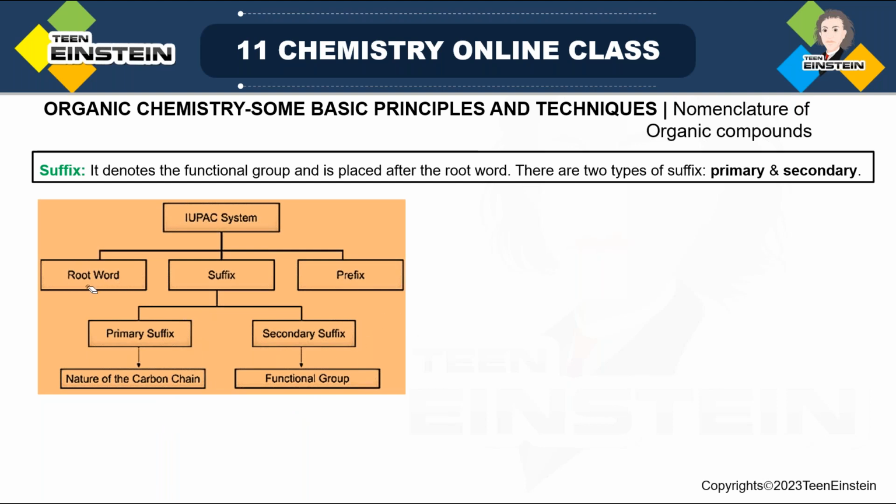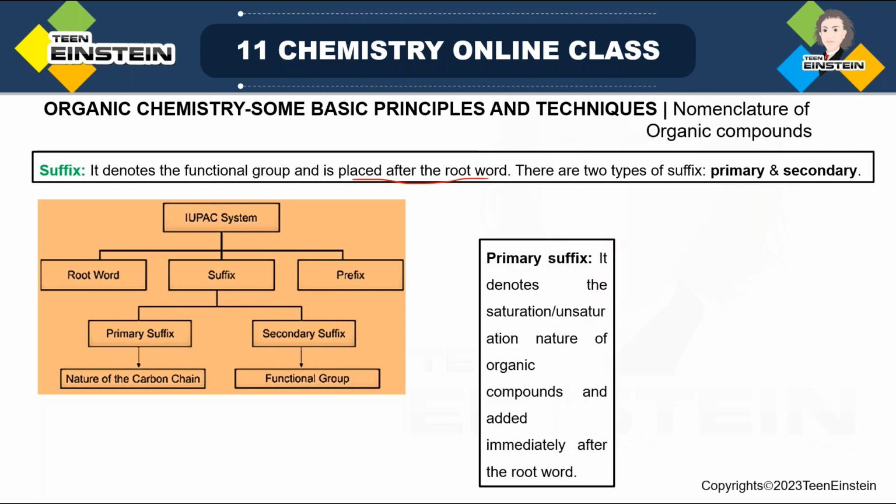So it denotes the functional group and is placed after the root word. Fine. And there are two types of suffix, and it has to be after the root word, that is why you are calling it suffix. Now it may be two types as we have seen in this flowchart, primary or secondary. Now what is primary? That is based on the nature of carbon chain. So primary suffix denotes whether there is any saturation or unsaturation present in the molecule, and it is added immediately after the root word.